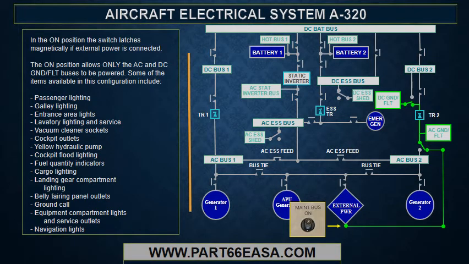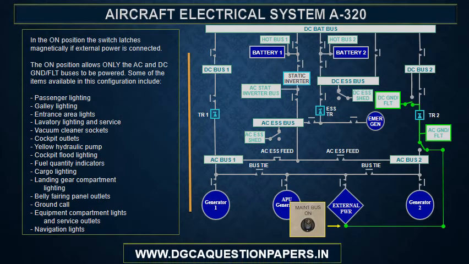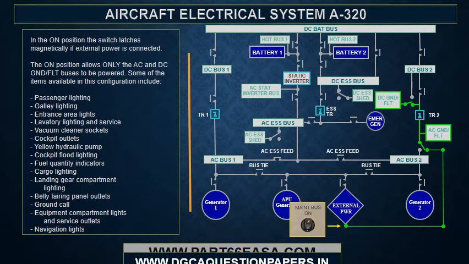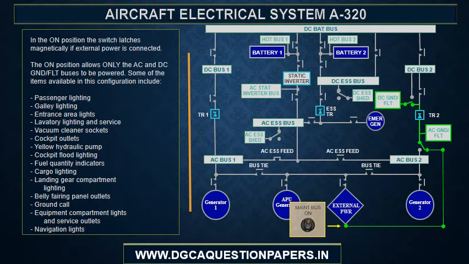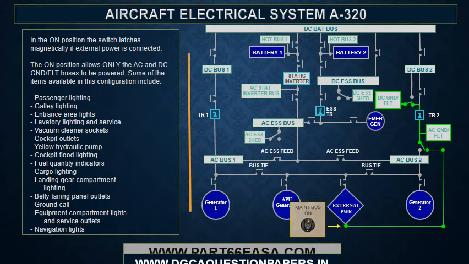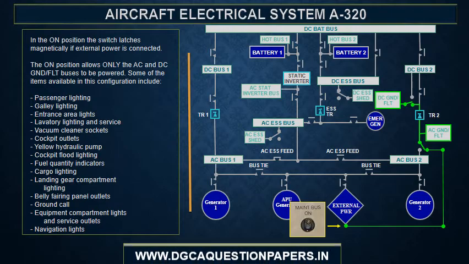Some of the items available in this configuration include passenger lighting, galley lighting, entrance area lights, lavatory lighting and service, vacuum cleaner sockets, cockpit outlets, yellow hydraulic pump, cockpit flood lighting, fuel quantity indicators, cargo lighting, landing gear compartment lighting, belly fairing panel outlets, ground call, equipment compartment lights and service outlets, and navigation lights.